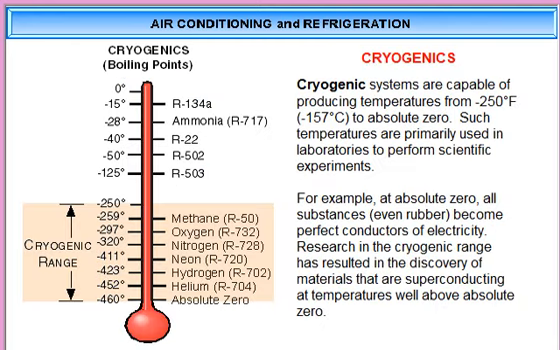Cryogenic systems are capable of producing temperatures from minus 250 Fahrenheit to absolute zero. Such temperatures are primarily used in laboratories to perform scientific experiments. For example, at absolute zero, all substances, even rubber, become perfect conductors of electricity. Research in the cryogenic range has resulted in the discovery of materials that are superconducting at temperatures well above absolute zero.